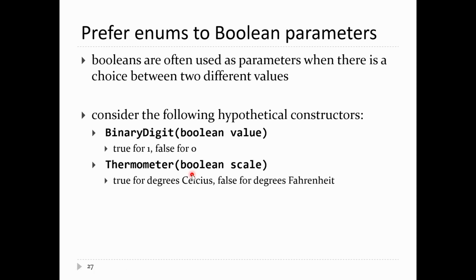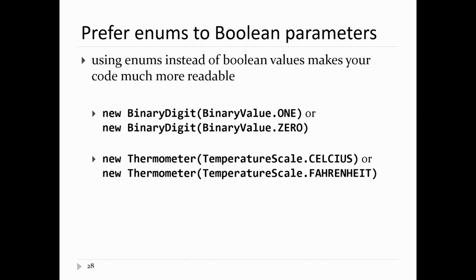Or you might have a thermometer whose parameter is a Boolean value that represents the scale of the thermometer, so true for Celsius, false for Fahrenheit, perhaps. Then when you actually use this class, it becomes very awkward. Someone makes a new thermometer and they say new thermometer true, and you say, well, what the heck is that? You have to go look up the documentation and figure out, oh, they mean a thermometer that measures in Celsius.